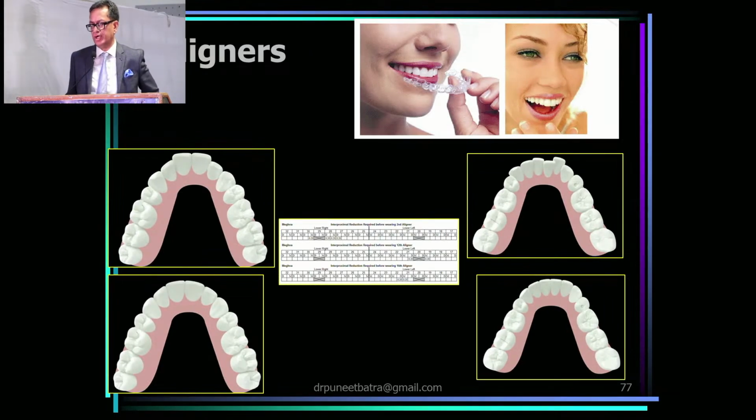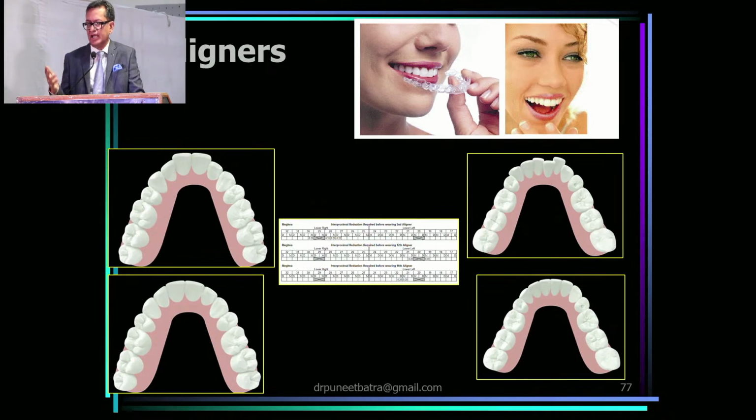Clear brackets make life simple for the adult patients, and also lingual appliances which are customized. So you can do a 3D scan and you can customize an appliance depending upon the need of the patient. And also aligners. Aligners have changed the way we do orthodontics. My only request to the youngsters is, don't get carried away by the name aligner, because you think that it's very simple and just scanning will give you an option.